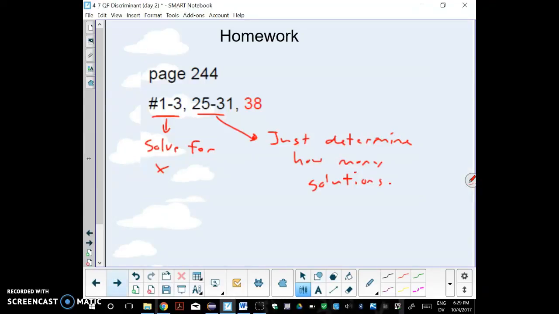Okay, so just a quick summary on homework here. 1 through 3 you actually have to solve, so you can start with the discriminant, right? Start with b squared minus 4ac, but then if it has answers, actually find the answers. All right, versus the later one, you don't have to actually solve, just find the discriminant and say one solution, two solutions, or no solutions. Okay, and 38 is just for funsies. I'm not going to make that one required. That's if you want to challenge yourself, give it a shot, but otherwise, it's just kind of an optional one.